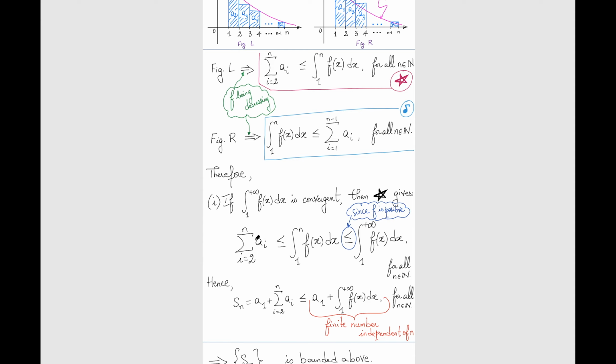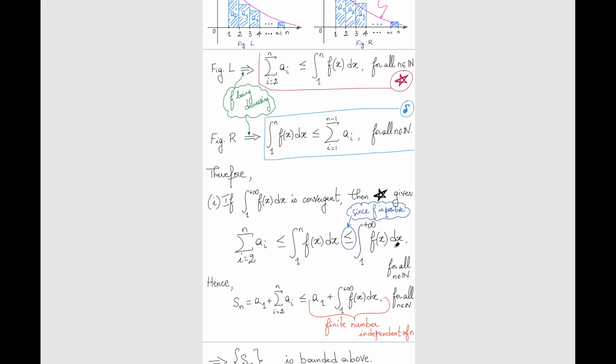Therefore, if you add a1 to the leftmost entity in this compound inequality, you're going to get a1 plus the sum. So you're going to have a1 plus a2 plus a3 plus all the way to an. And what's that? It's the nth partial sum, right? So adding a1 here amounts to saying that this side becomes Sn. But this guy was at most this guy. So I'm going to add the same entity to both sides to get an equivalent inequality.